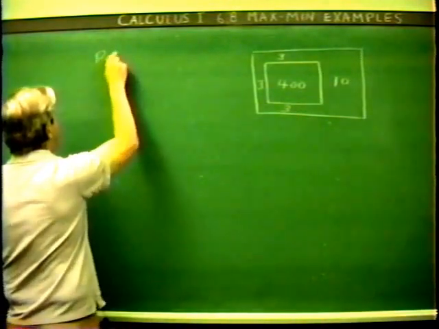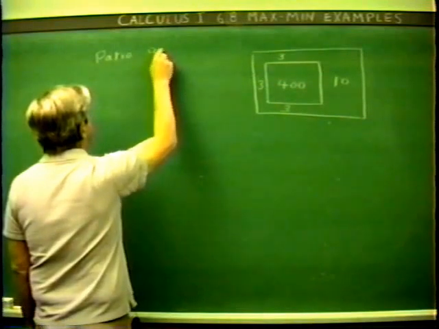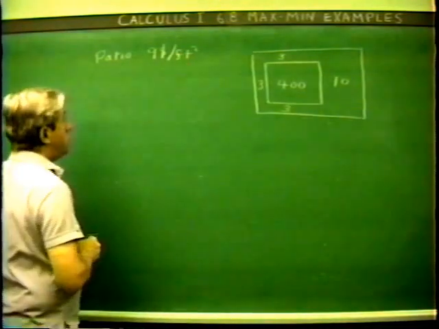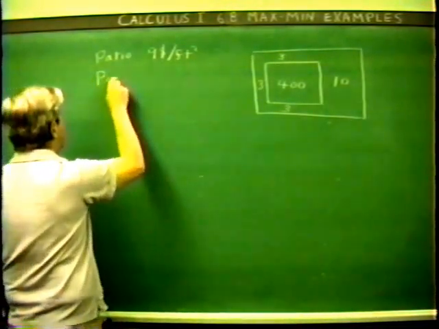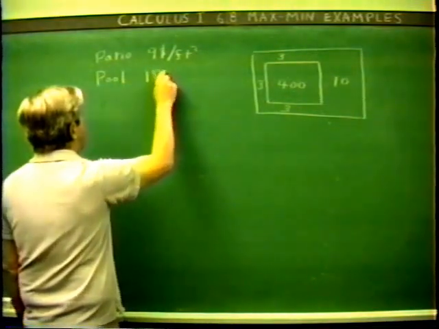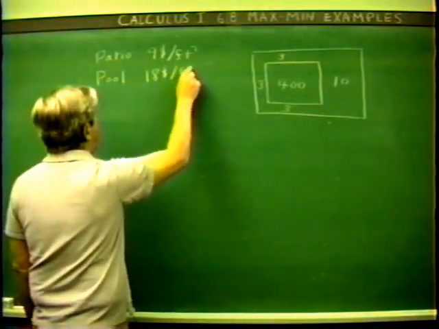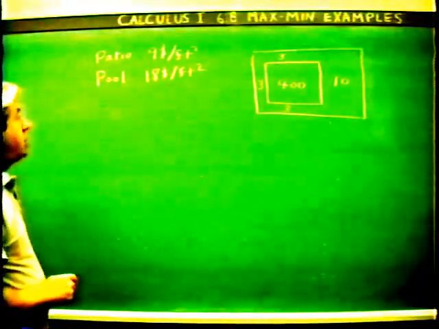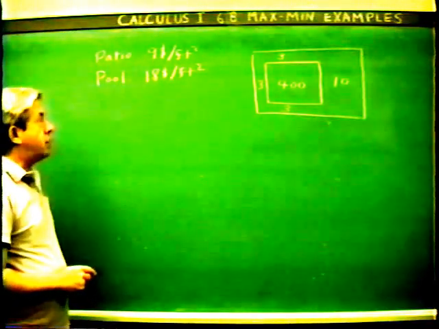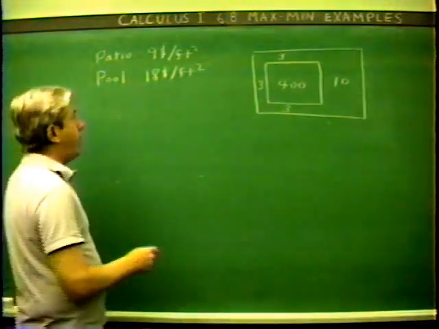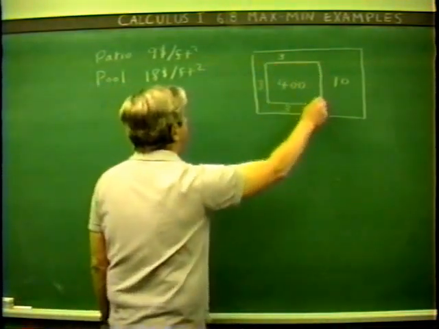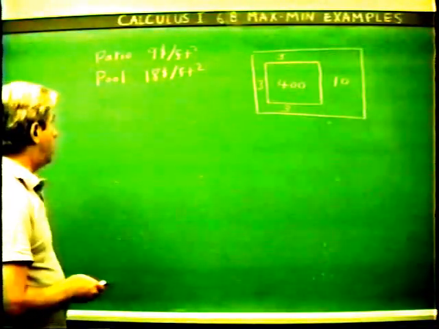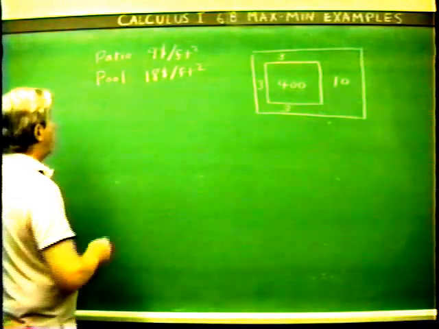We want to do this with the following idea, that the patio costs $9 per square foot. And the pool costs $18. Right? So we want to do this with the idea of minimizing the cost involved. Now, clearly this is a simplified example, but you could have a more complicated example with each of the 4 walls of the pool and the floor costing various amounts, and reduce the thing to the same type of problem.